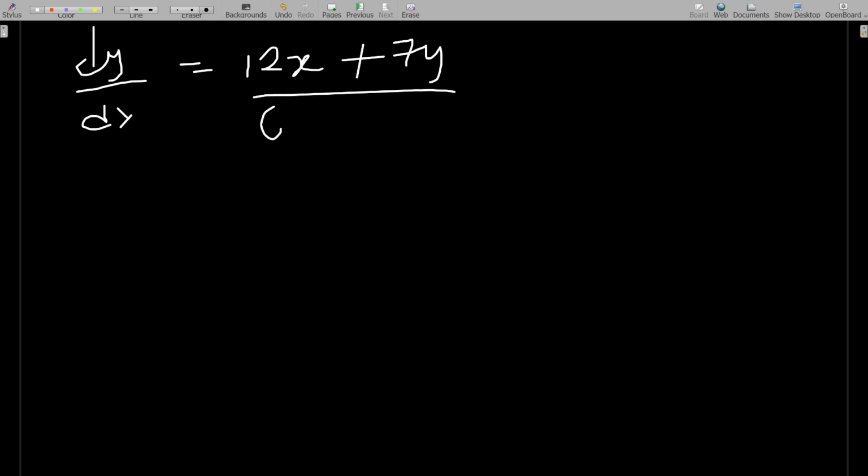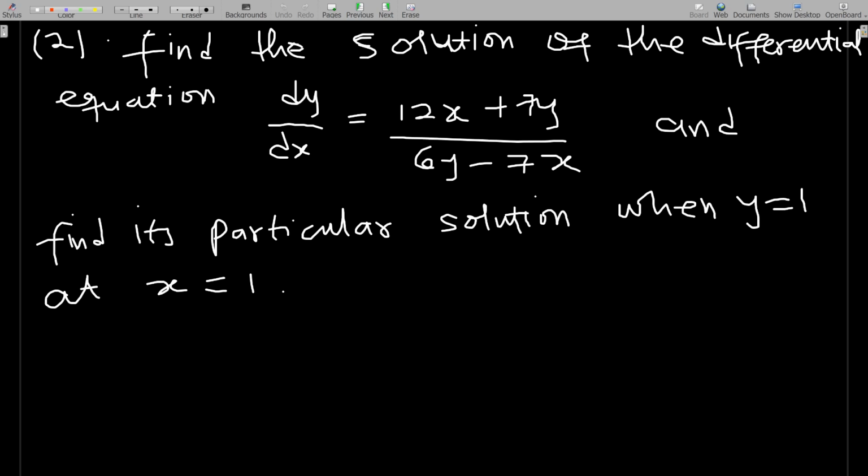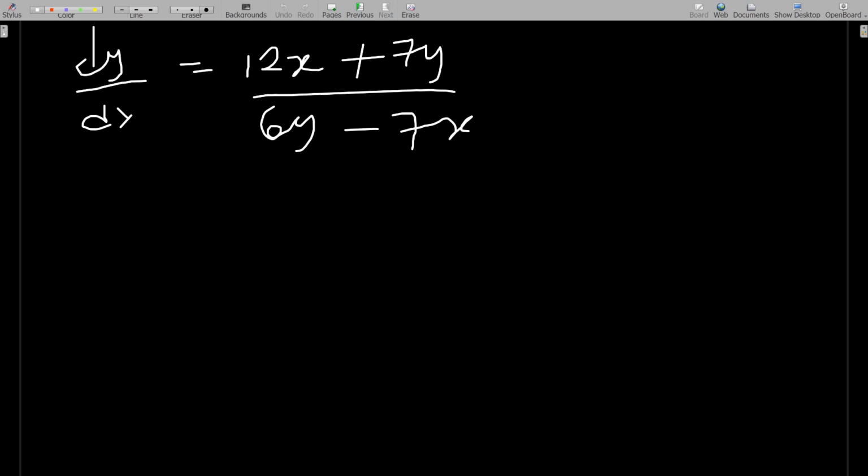With the second one, we have dy/dx equals (12x + 7y) over (6y - 7x). The question continues to ask us to find a particular solution when y equals 1 then x equals 1. After that we should find a particular solution. To solve this, I have to just cross multiply.